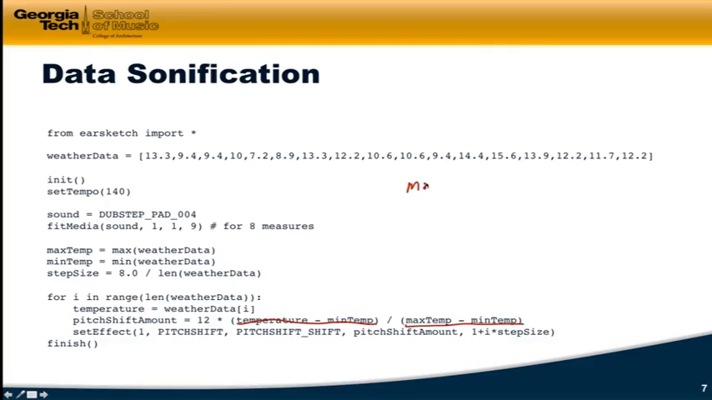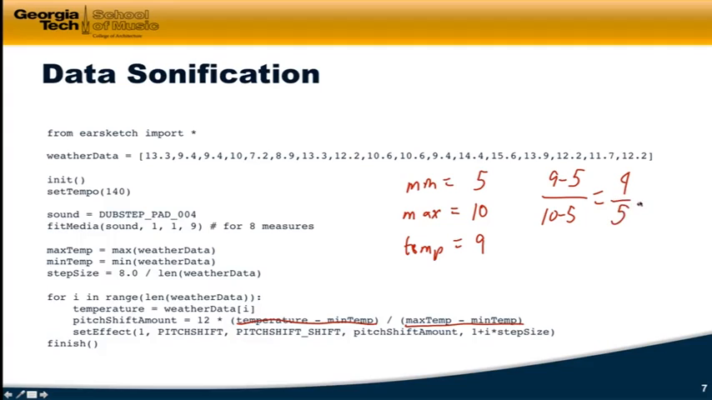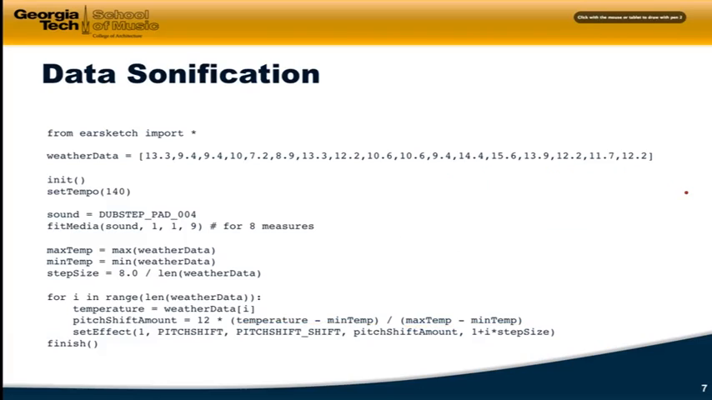So if my minimum were 5 and my maximum were 10, and my current temperature was 9, then we would get 9 minus 5 over 10 minus 5, which would be 4 over 5, or 0.8. So we're kind of 80% of the way up from our min to our max, is what that's telling us. And then finally, I just call set effect, and I know I want it on track 1.